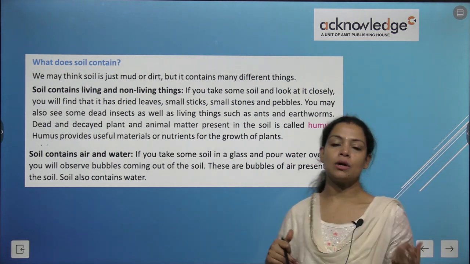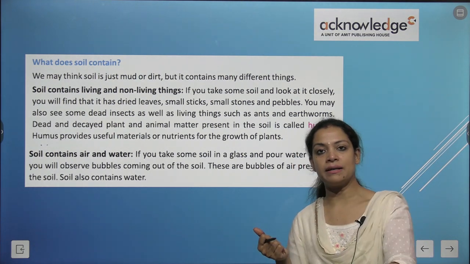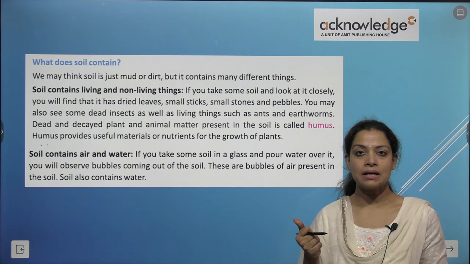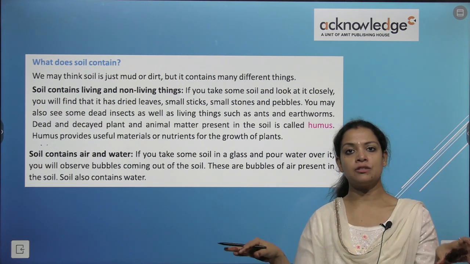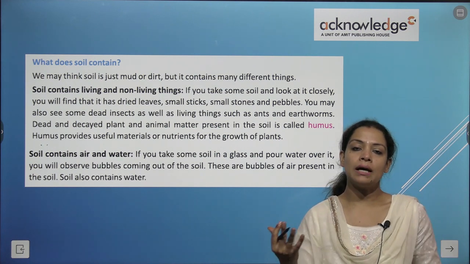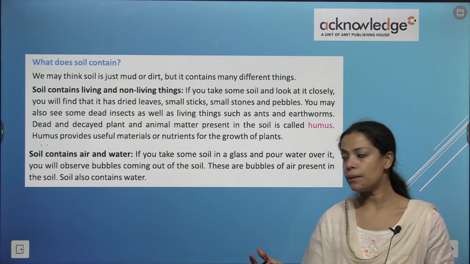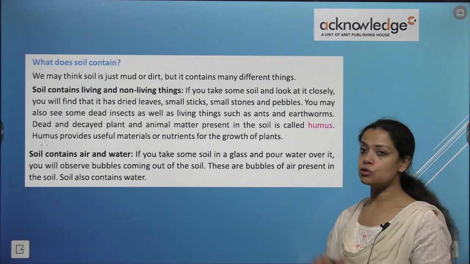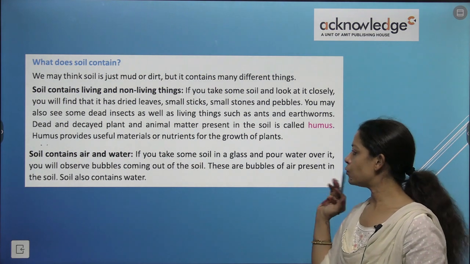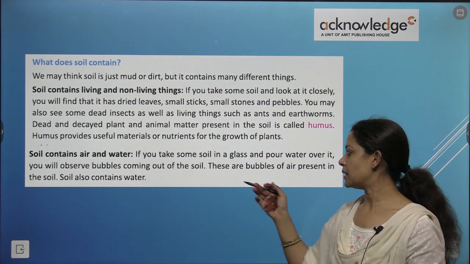So basically जो हम लोग plant का जो root है which is buried in the soil, उसको न्यूट्रिएंट्स कहाँ से मिलता है? From humus. So जितने भी decomposed decayed part soil में होगा, it will grow rich in minerals and nutrients which will be beneficial to the plant. Now soil contains air and water. If you take some soil in a glass and pour water over it, you will observe bubbles coming out of the soil.